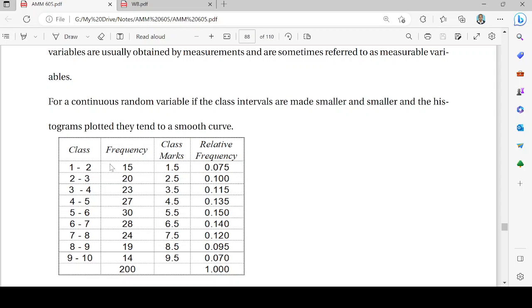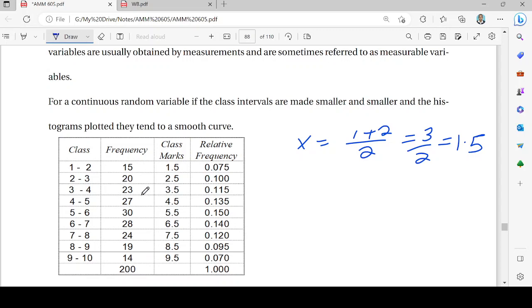When we have the frequency distribution, where we are given the class and the frequency, we can determine the class mark. Class mark is the midpoint of the class interval. For the class between 1 and 2, the class mark x is given as 1 plus 2 divided by 2, which is 3 over 2, which is 1.5. These are the values that we have here, the midpoint of the class interval. Then we can add the frequencies and get the sum of frequencies, which in this case is 200.